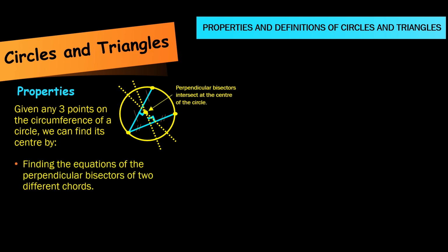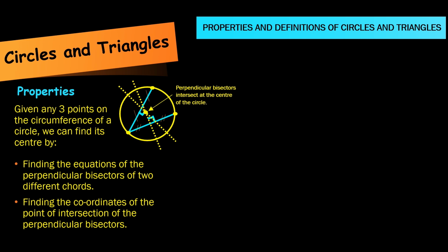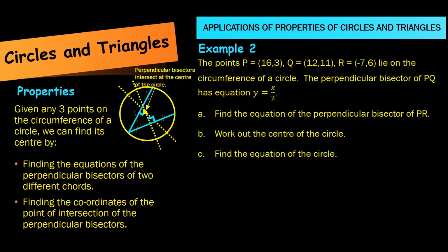And we can find its centre by finding the equations of the perpendicular bisectors of the 2 different chords, and then finding the coordinates of the point of intersection of the perpendicular bisectors. So let's take a look at an example. Pause the video and have a go. Press play when you're ready to view the solutions.